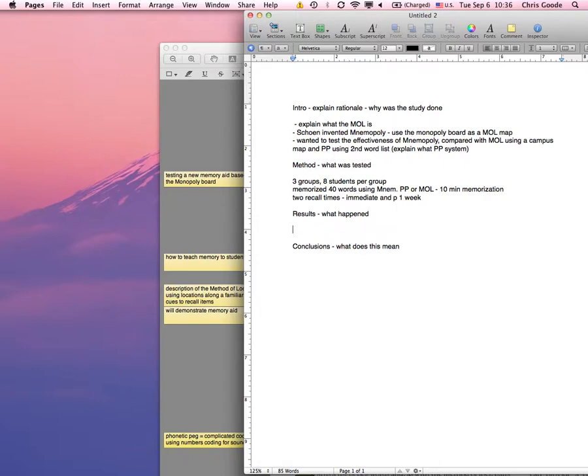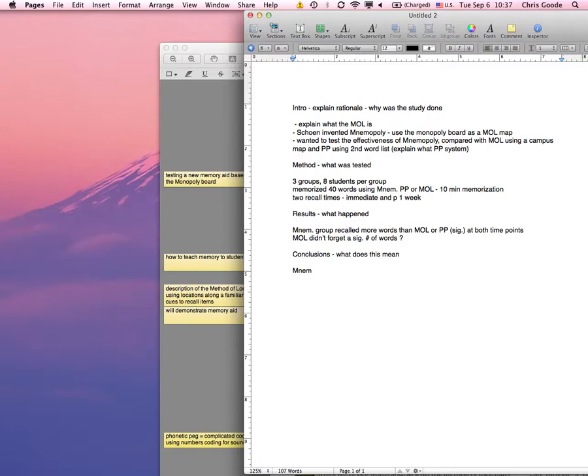What happened? Well, the Monopoly group recalled more words than the method of loci group or the phonetic peg group, and that was significant at both time points. But the Monopoly group, the method of loci group didn't forget a significant number of words. I don't know how big a deal that is, though. I want to think about that some more. What does that mean? I don't know. Let's think about it.